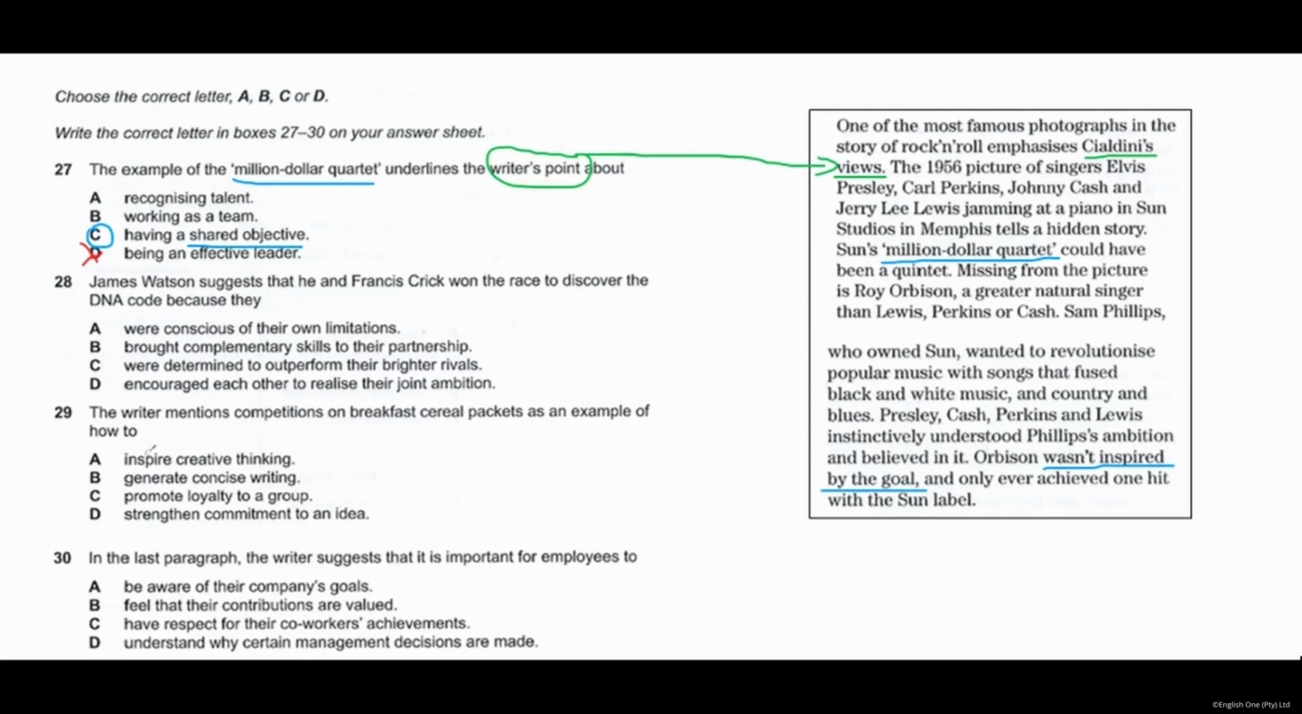Multiple choice questions. These are the most common question types in the reading part of the exam, and they are not to be taken lightly. They can be quite sneaky, so let's take a look at it.